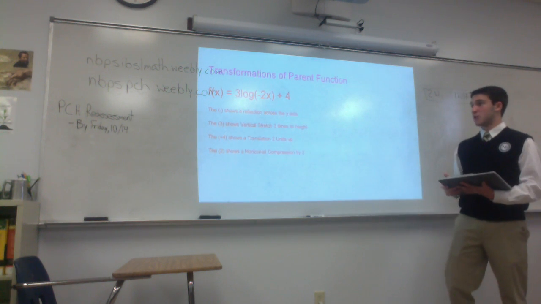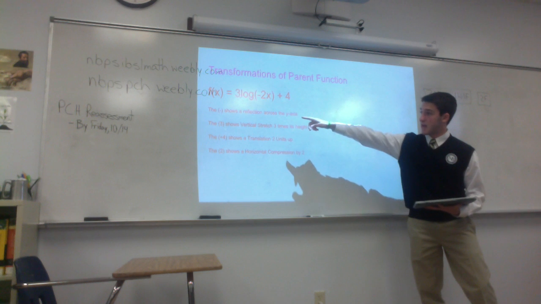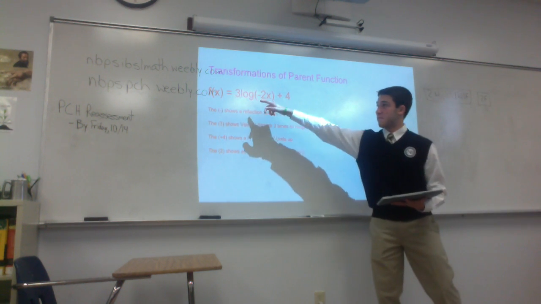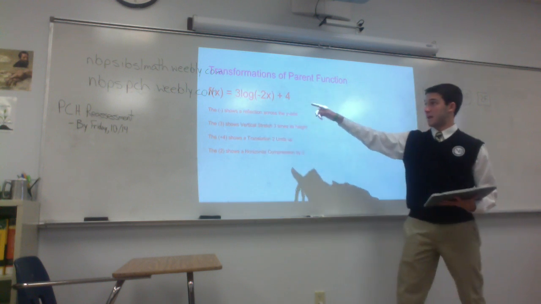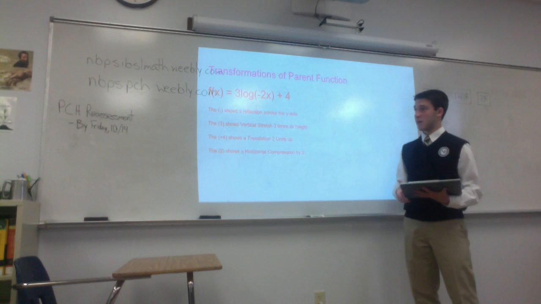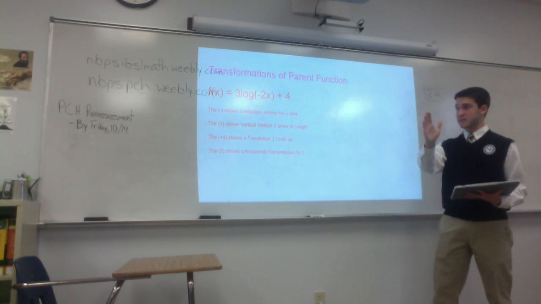Then through each step, you're going to start off by seeing that negative, so the reflection across the y-axis. If the negative would have been in front of the log and out of the parentheses, not affecting the x, it would be over the x-axis. But because it's affecting the x right there, it's a reflection over the y-axis.